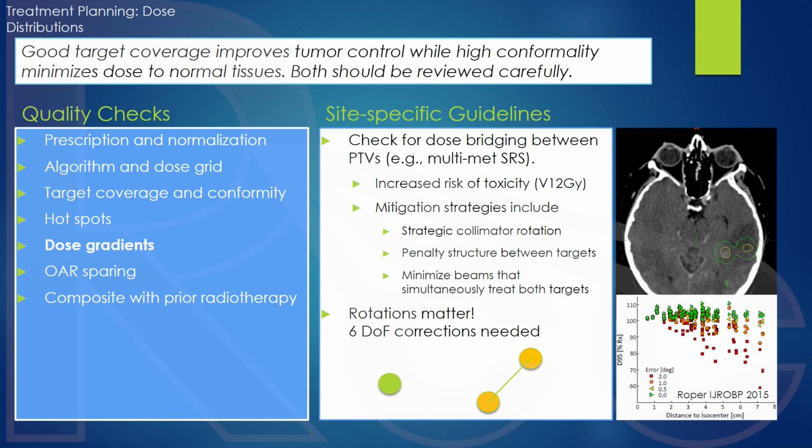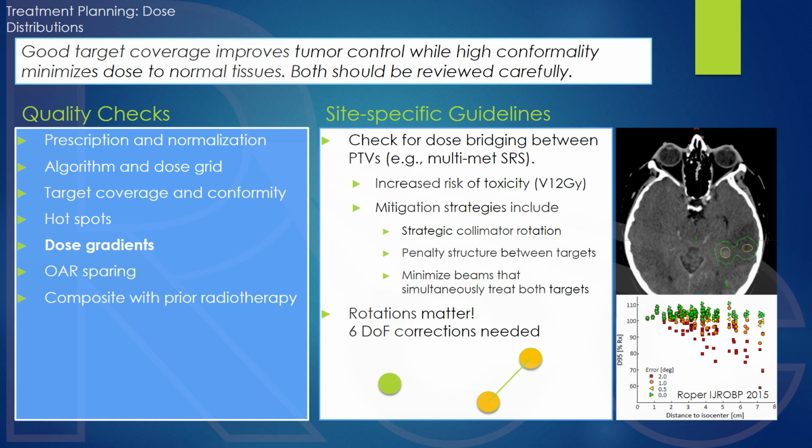Rotations matter. Rotations matter in general for SRS. Rotations matter especially when multiple targets are treated with one plan. So if you think of these targets as being spheres, and let's say we treat these targets individually, the example of the green circle, then a rotation about a green circle is still a green circle. But what if we're treating multiple yellow circles? There's a lever arm. That lever arm creates a displacement. That lever arm can absolutely move the target out of the high dose region, even when the rotation is relatively small, say on the order of 1 to 2 degrees.